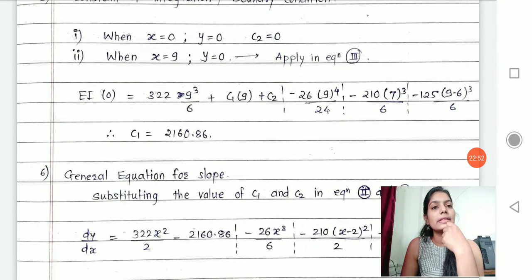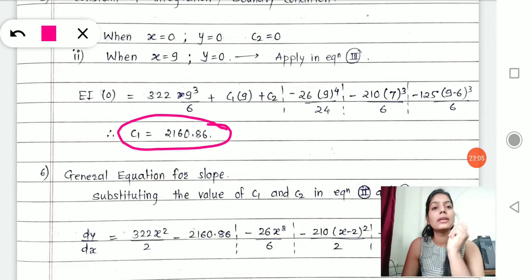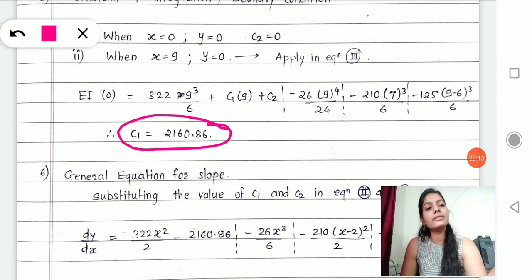Next is C1. C1 is not 0. If you solve this equation, C1 is equal to 2160.86. That is the value of the constant, and C2 will be equal to 0.